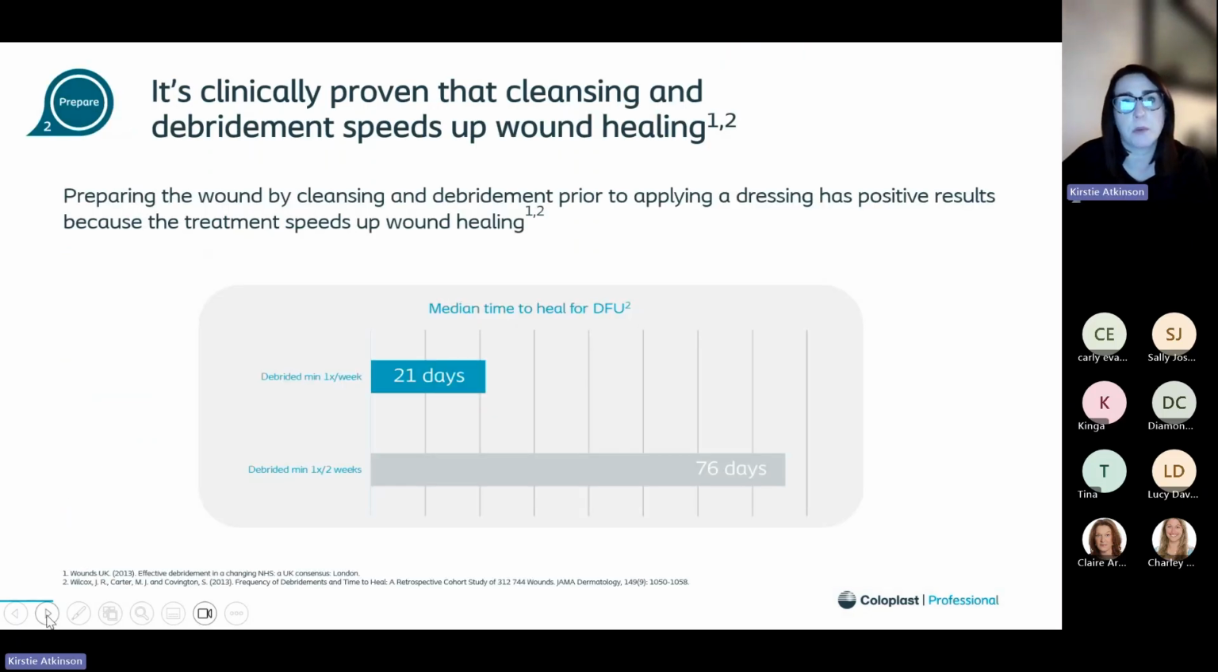Step two is then wound preparation, where you would prepare the wound by cleansing and debriding prior to applying a dressing. And what we've found is that it's been clinically proven that cleansing and debriding does speed up wound healing.